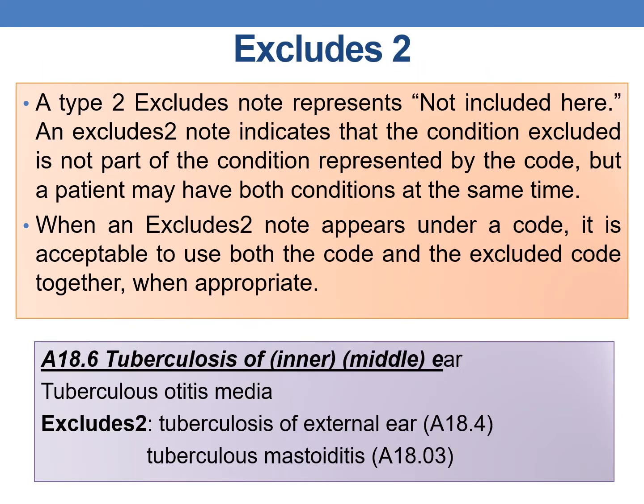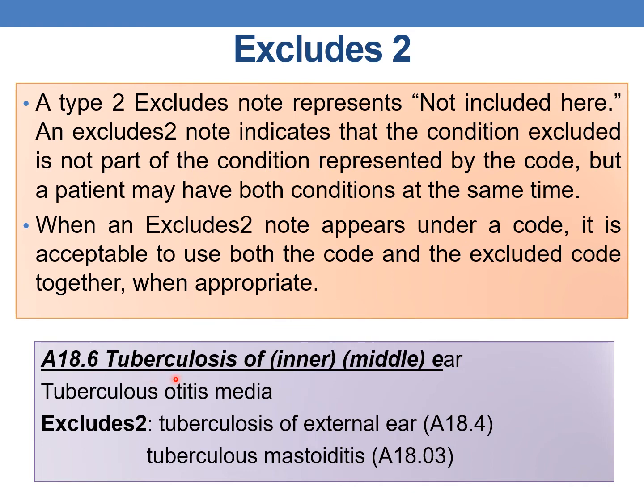Now coming to the Excludes 2 note. This type of Excludes 2 note represents not included here. An Excludes 2 note indicates that the condition excluded is not a part of the condition represented by the code, but a patient may have both conditions at the same time. In simple words, whenever you find an Excludes 2 note under a code, you can assume that the code above the Excludes 2 note and below can be coded together whenever appropriate. When an Excludes 2 note appears under a code, it is acceptable to use both the code and the excluded code together when appropriate. Let us discuss one example.